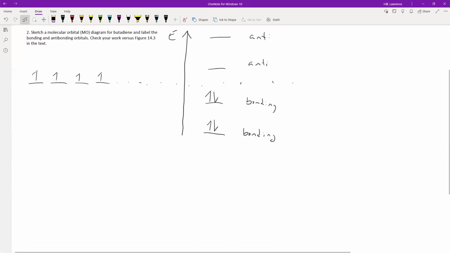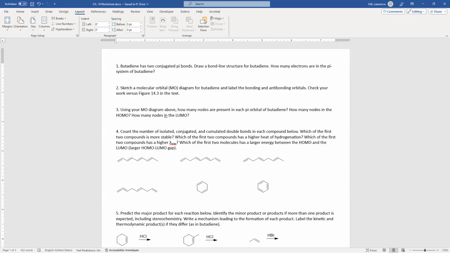All right, let's move on to question 3. The next question from the worksheet is, using your MO diagram above, how many nodes are present in each pi orbital of butadiene? How many nodes in the HOMO, how many nodes in the LUMO?